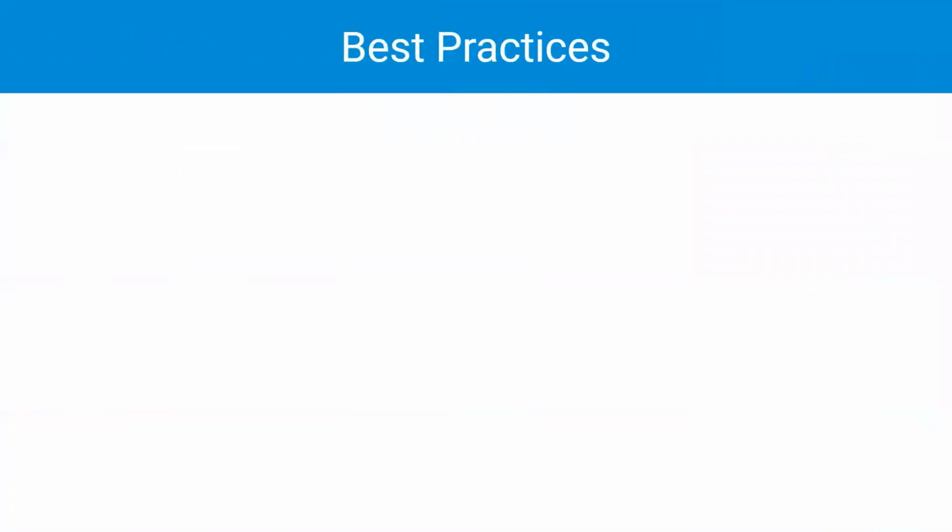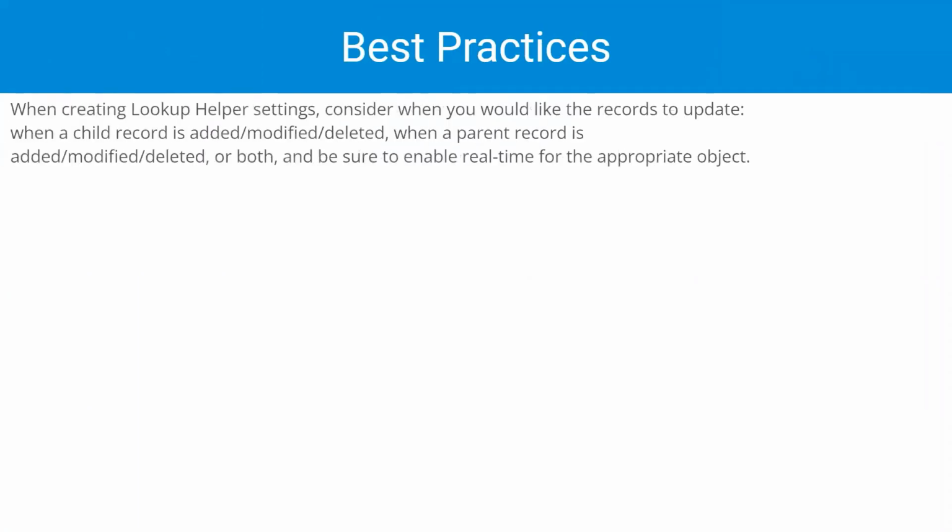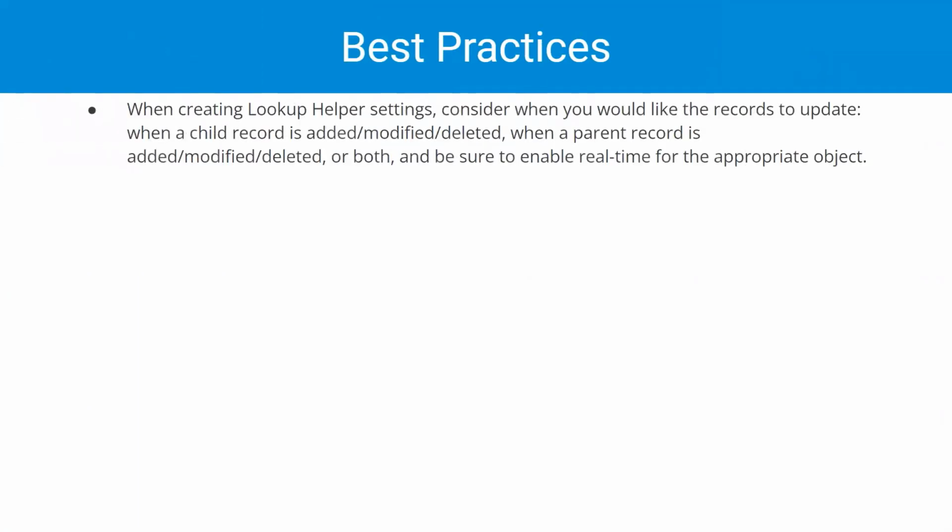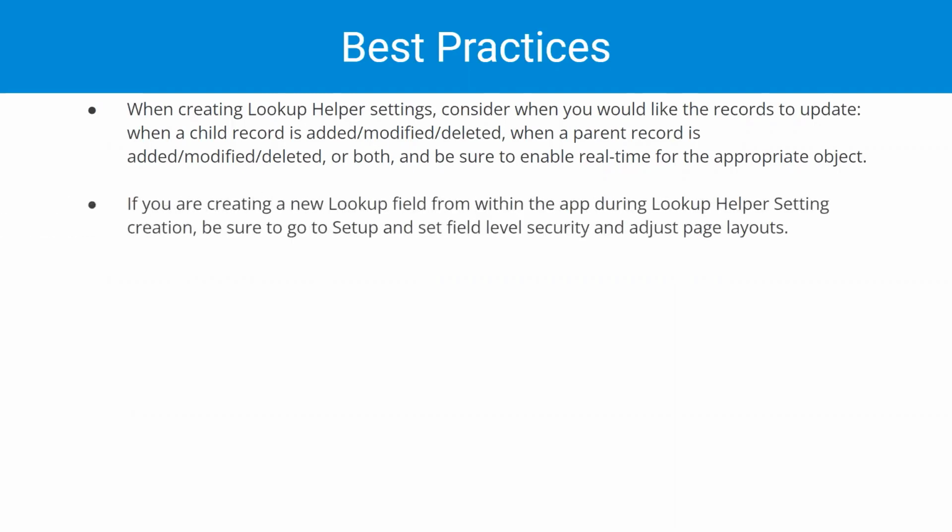Finally, here are some best practices to keep in mind. When creating Lookup Helper settings, consider when you would like the records to update. When a child record is added, modified, deleted, when a parent record is added, modified, deleted, or both, and be sure to enable real time for the appropriate object. If you are creating a new lookup field from within the app during Lookup Helper setting creation, be sure to go to Setup and set field level security and adjust page layouts.